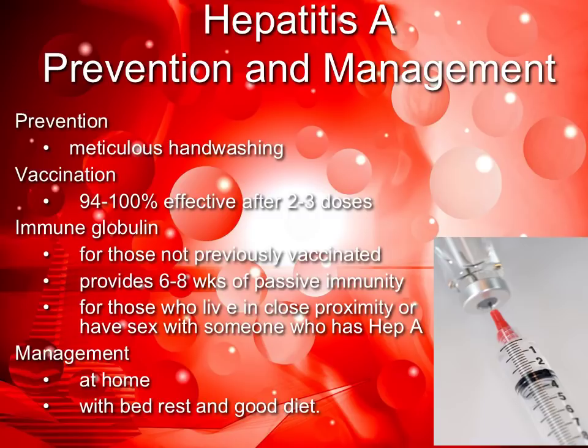Immune globulin is recommended for people who live in close proximity or have had sex with someone who has Hep A, because susceptible people in the household are usually infected by the time diagnosis is made. Daycare and restaurant workers with exposure to or infection by Hep A, and anyone who has not had the vaccine but is traveling to a high-risk area should consider prophylactic treatment.